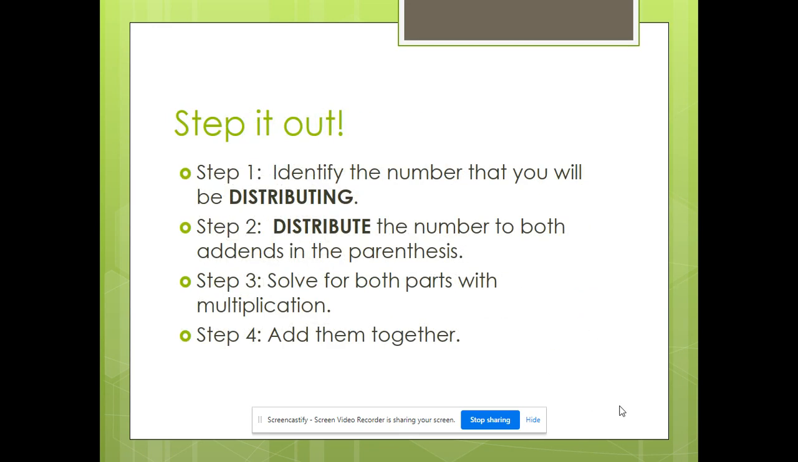So these are the steps. On a piece of paper, write down these steps so you'll know how to do the problems that we're going to do at the end of this lesson. Step it out. Step 1, identify the number that you'll be distributing. Step 2, distribute the number to both addends in the parentheses. Step 3, solve for both parts with multiplication. And then step 4, you're going to add those addends together to get your final answer.